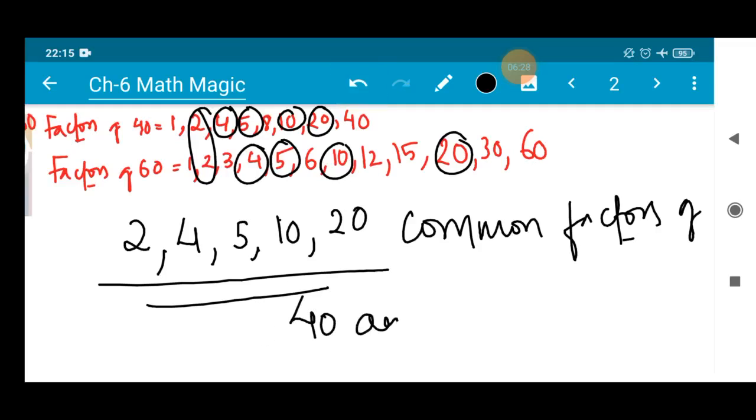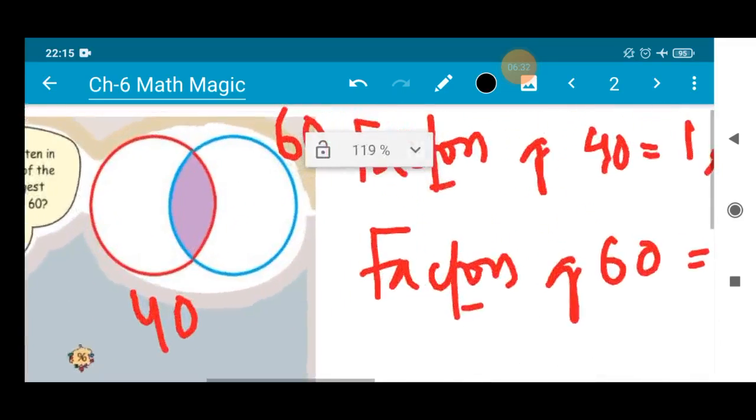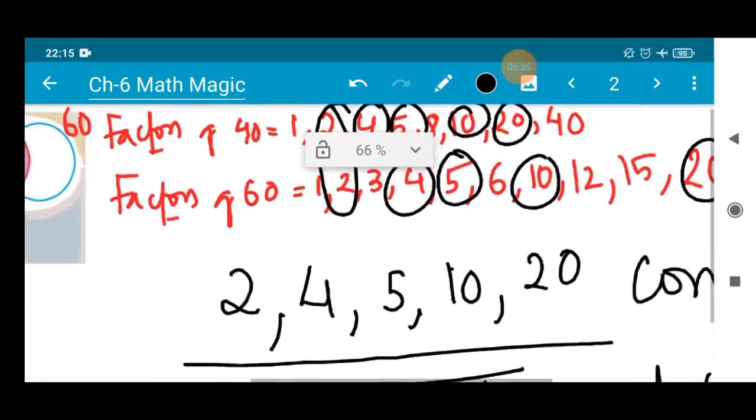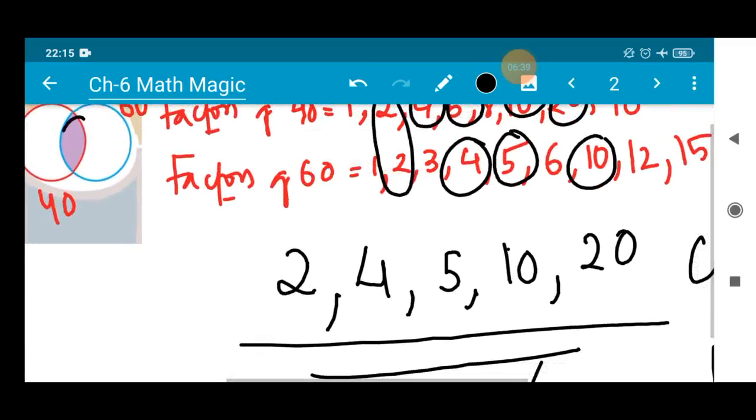40 and 60. Okay, so I hope you guys understood. Your only work is to write down the common factors, that is 2, 4, 5, 10 and 20, in this purple region. Very easy thing. I hope you guys understood it. Let us proceed to the next one.